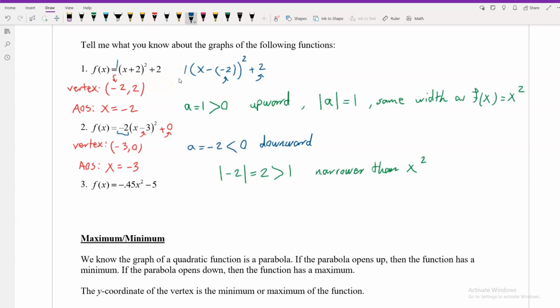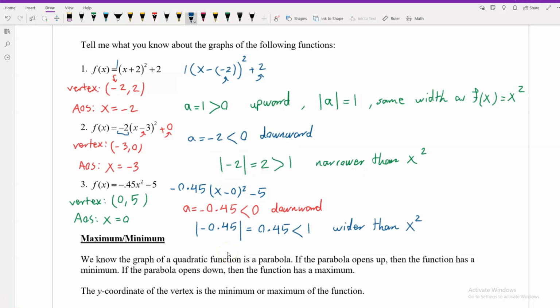And then number 3, f of x equal to negative 0.45 times x squared minus 5. So when we have here, a is negative 0.45 times x minus 0 squared minus 5. So the vertex is 0, negative 5, axis of symmetry x equal to 0, a is negative 0.45, and that is less than 0, so our graph is downward. The absolute value of a is the absolute value of negative 0.45, and that is positive 0.45, and this is less than 1. Because of that, this graph is wider than x squared.